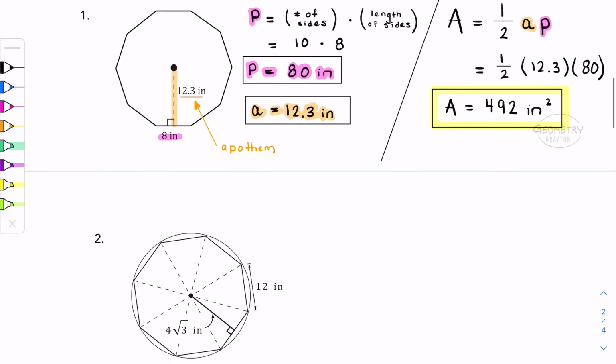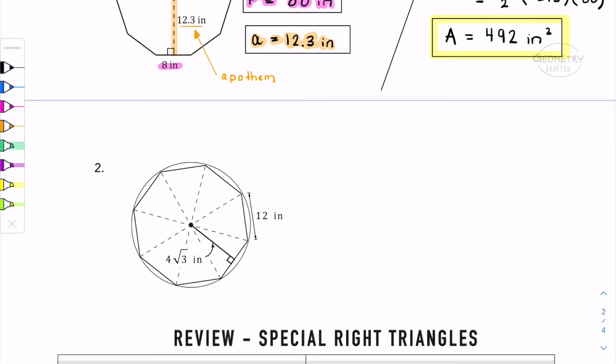Okay, next we have a new figure. This one is inscribed inside of a circle. Now the circle just allows us to use our properties. We don't really need to do much with the circle. So we still need to identify the perimeter and the apothem length in order to find the area. So I see that each side is 12, and I can count that I have 1, 2, 3, 4, 5, 6, 7, 8 sides. So this is an octagon.